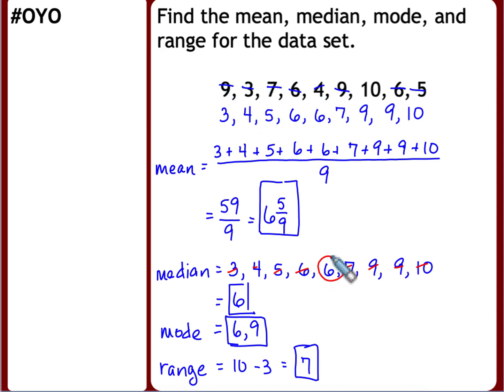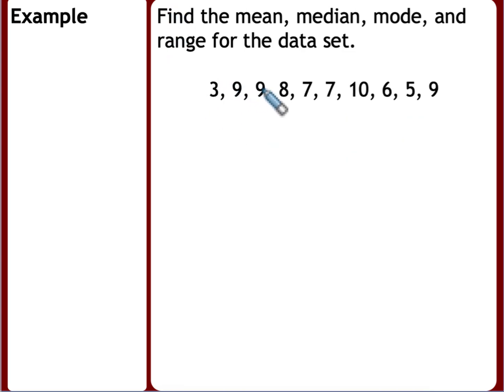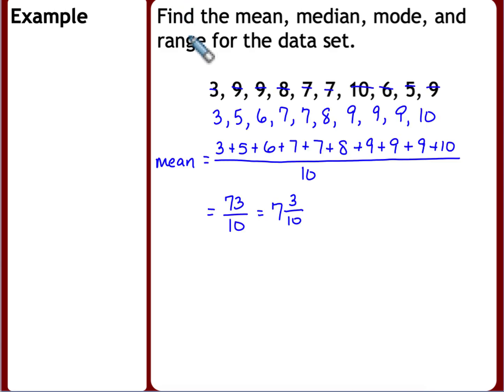And that gives us the median as a number all by itself. But let's look at if we have an even number of data values. So here we have 10 pieces of data. So we're going to put them in order and find the mean the same way. So put the numbers in order, find the sum, divide by how many values you have.